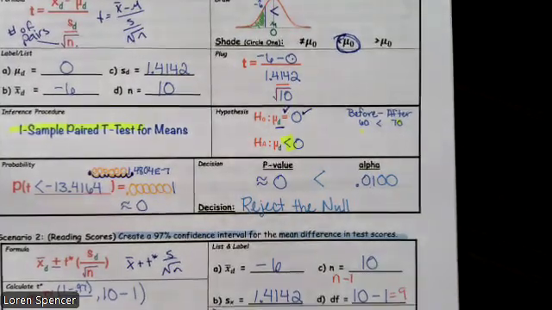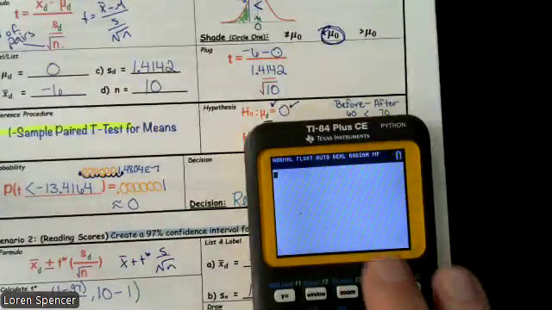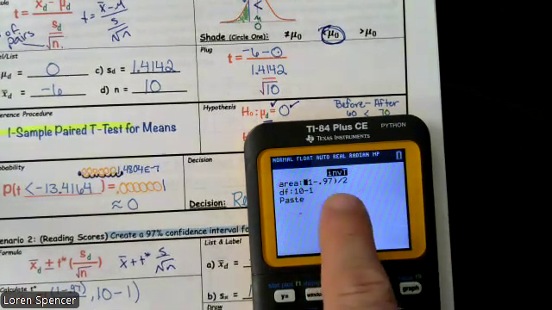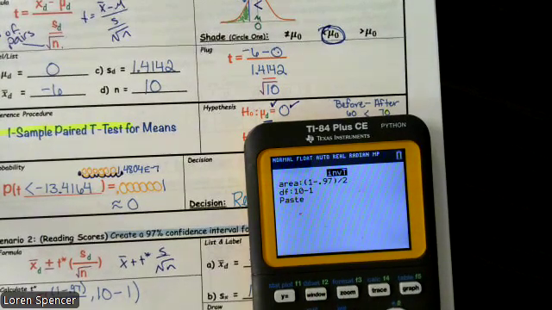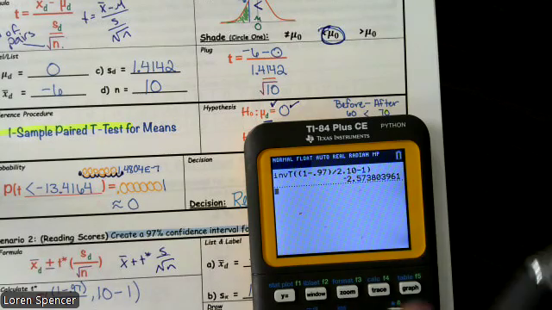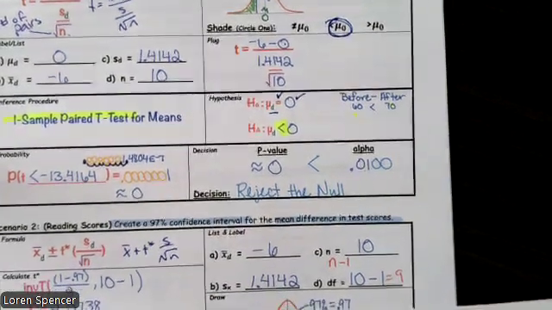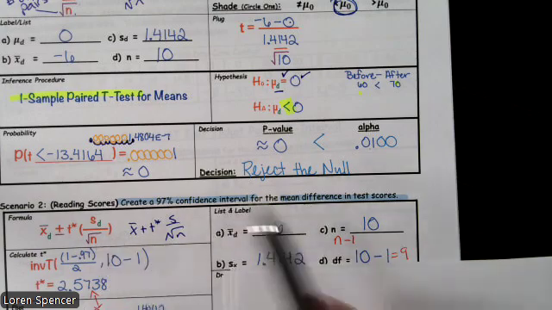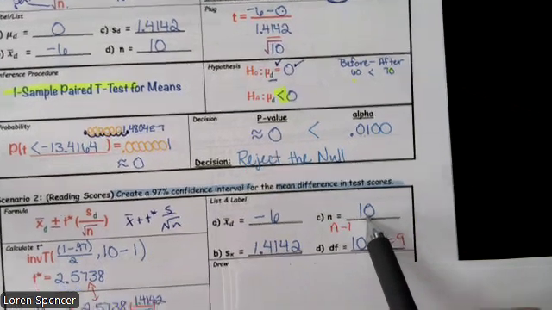All right, our t star, which you can see on the screen already. Second vars, inverse t, 1 minus 0.97 divided by 2, 10 minus 1. And we end up getting 2.5738, and as always, we make it positive. Well, we can go ahead and start plugging in our values into our formula. For our sample mean, we're plugging in -6, plus or minus here's our t star. There's our sample standard deviation divided by the square root of the number of pairs, which happen to be 10.